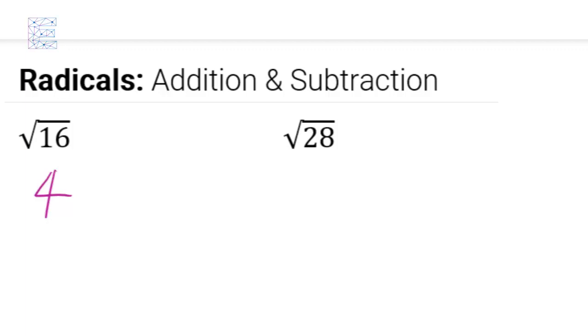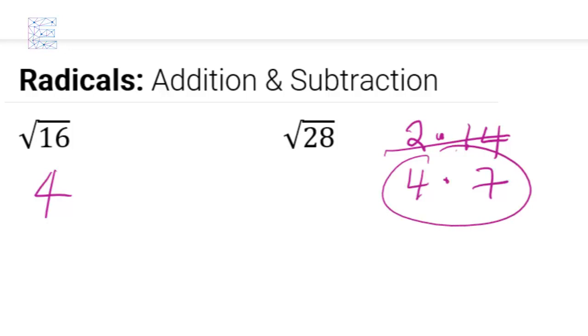So let's go over every number that multiplied gives you 28. For example, 2 times 14 is an example. However, neither the 2 nor the 14 is a perfect square, so that's not a good option. Let's go to the next pair that when multiplied gives us 28. How about 4 times 7? And yes, this is a good pair because 4 is a perfect square and the 7 does not have any perfect squares in it. It's prime.